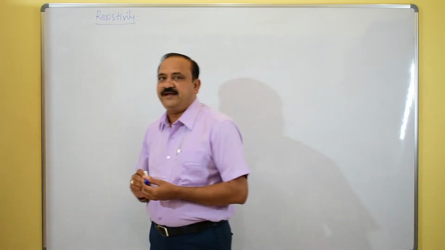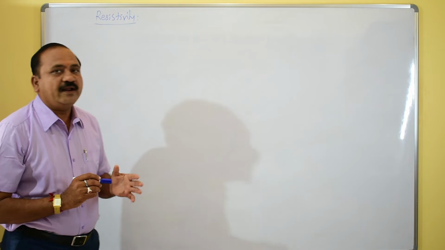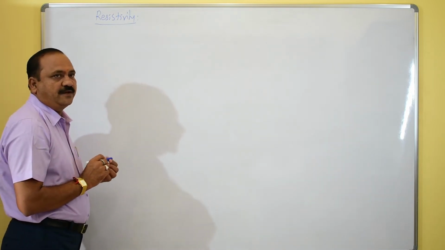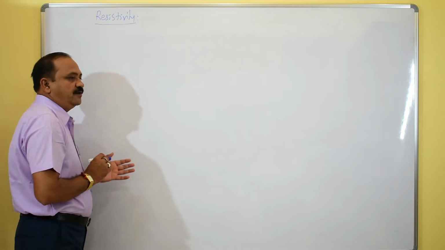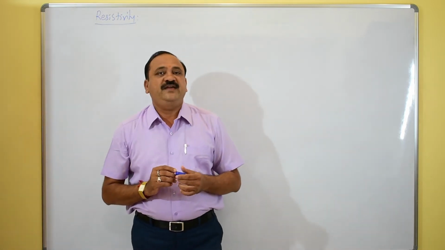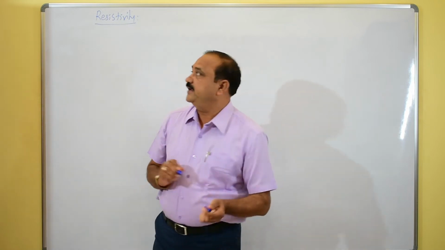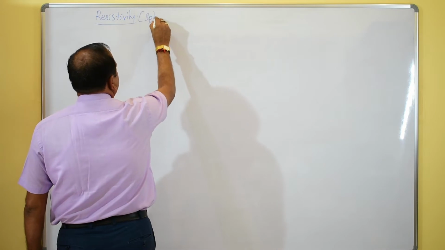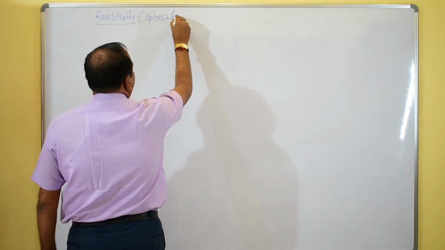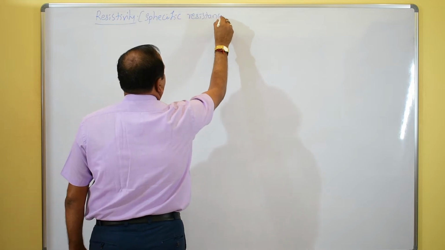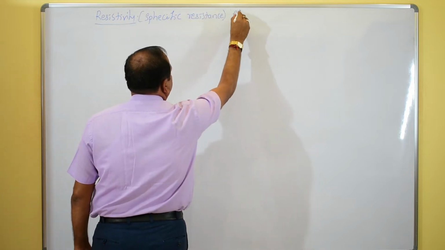Now, what actually is meant by resistivity? It is a property of a material which opposes the flow of electric current. That is nothing but resistivity. We also call this resistivity specific resistance. Specific resistance is denoted by rho.